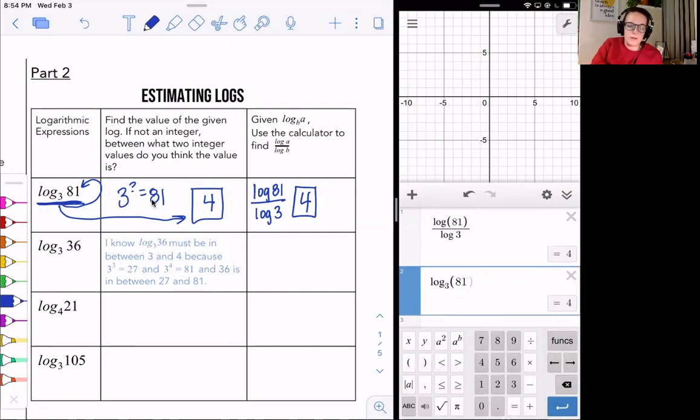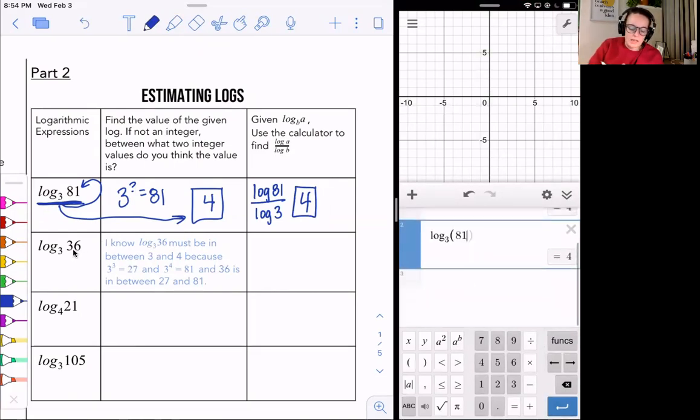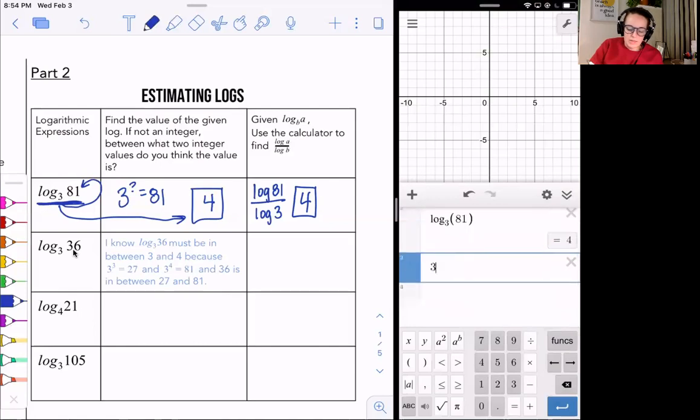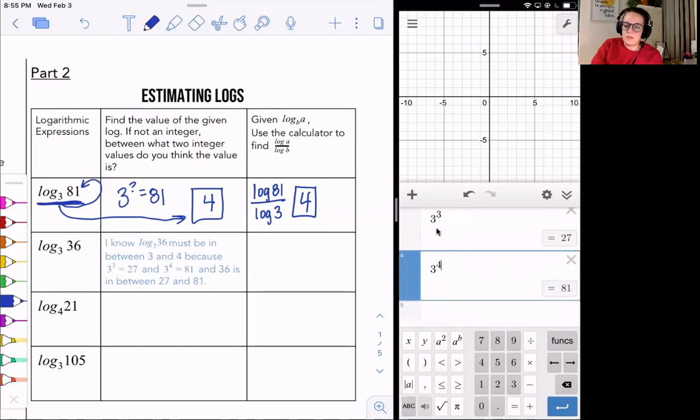Because we just know 3 to the power of 4 is 81. But 3 to the power of something gives me 36, right? I know that 3 to the power of 3 is 27, and 3 to the power of 4 is 81, right? But there's no 36 there. 36 is somewhere in the middle. 36 might be 3 to the power of like 3.1 or 3.2, something close to 3 because 36 is close to 27. So I wrote that out here in this text.